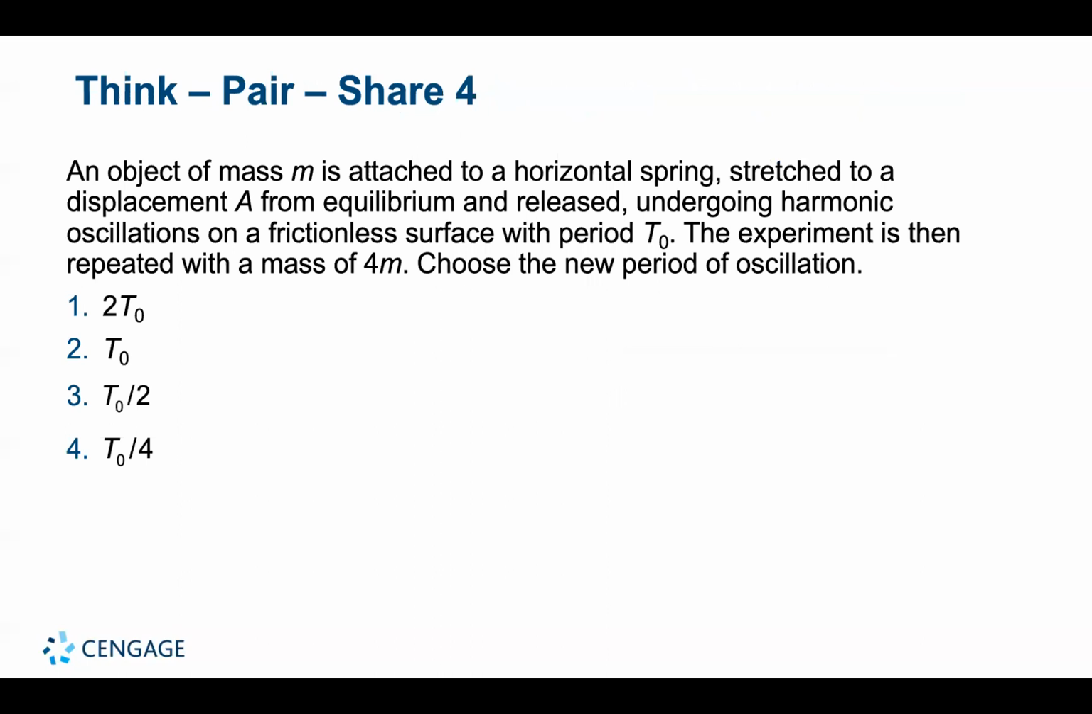So here's a question for us. An object of mass m is attached to a horizontal spring, stretched to a displacement A from equilibrium and released, undergoing harmonic oscillation on a frictionless surface with period T0. The experiment is then repeated with a mass of 4m. Choose a new period of oscillation. The answer is 2T0. The period of an object-spring system is T equals 2 pi times the square root of m over k. Thus, increasing the mass by a factor of 4 will double the period of oscillation.